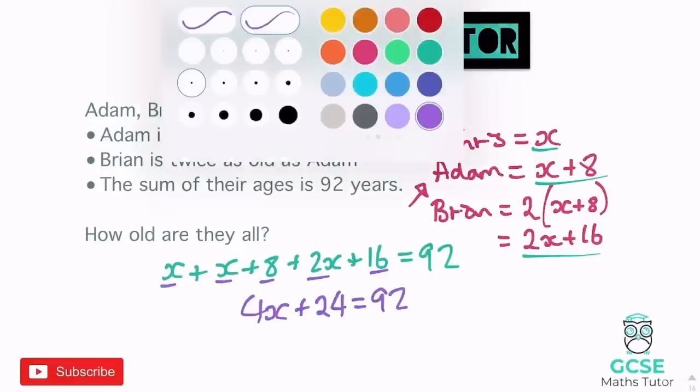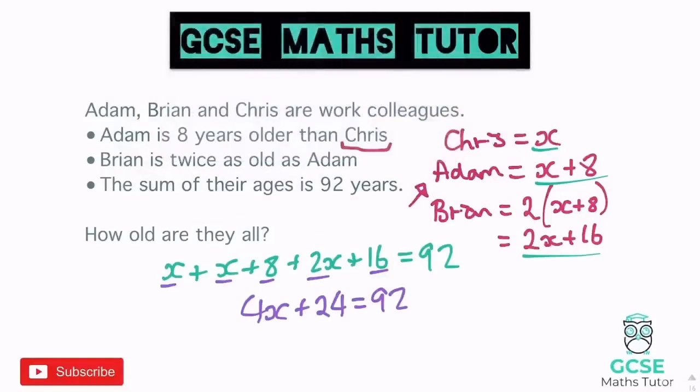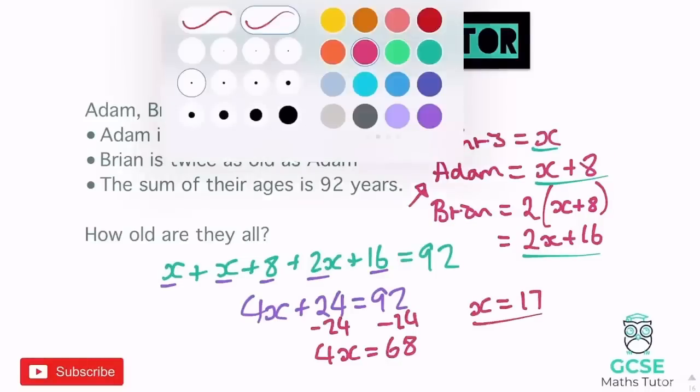And now we can just solve this just like before. So I can take away 24 from both sides. Take away 4 is 88, take away 20 is 68. So we get 4X equals 68, and then we just need to divide by 4. So dividing that by 4, let's think, gives us 17. So X equals 17.